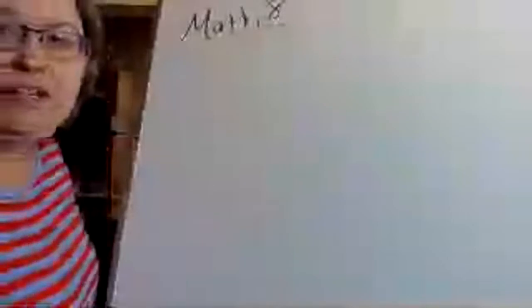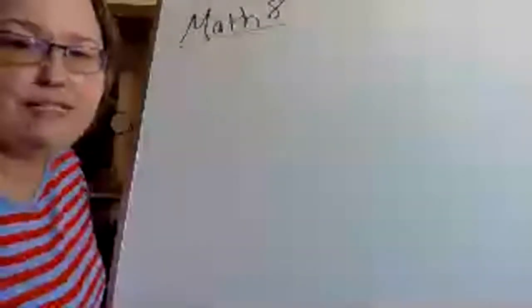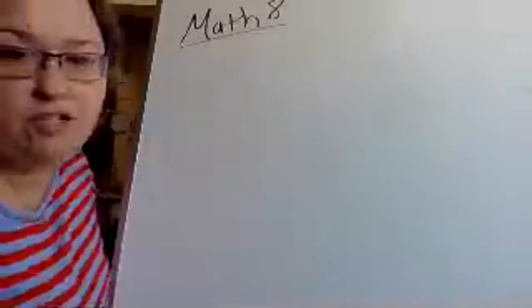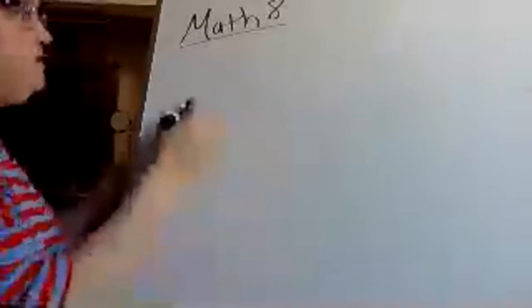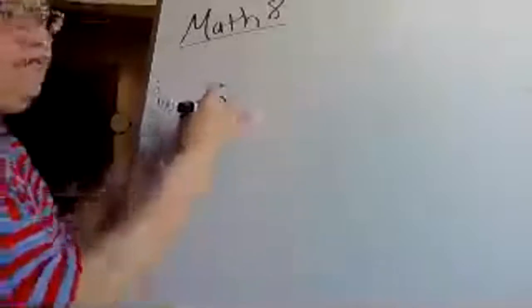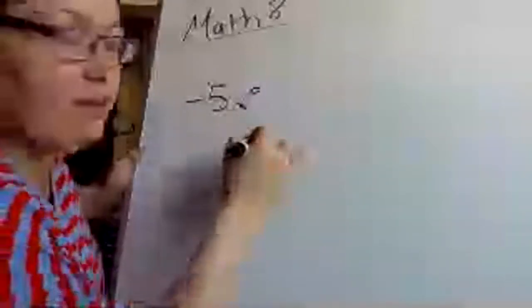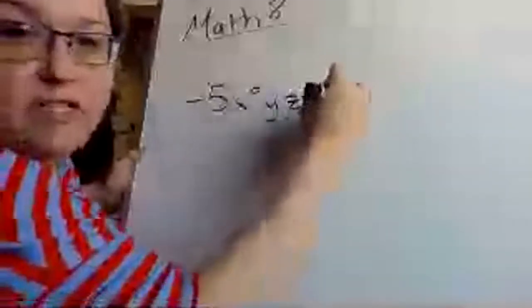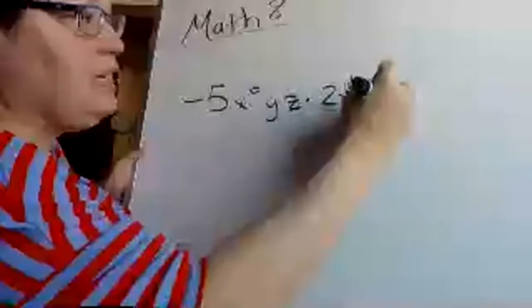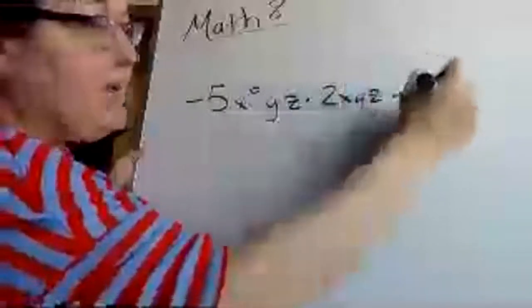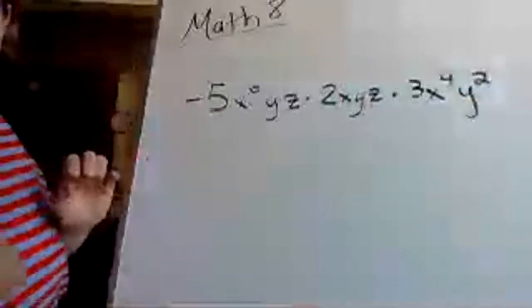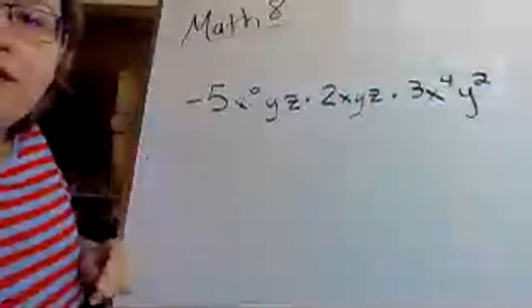That's okay. So let me get to the one that says practice. So on number 11 and 12. Okay, so we have -5 x to the 10th. I'm just writing it for right now. Give me just a second. Z times 2xyz times 3x to the 4th y squared. Okay, now I can switch back over to you guys.